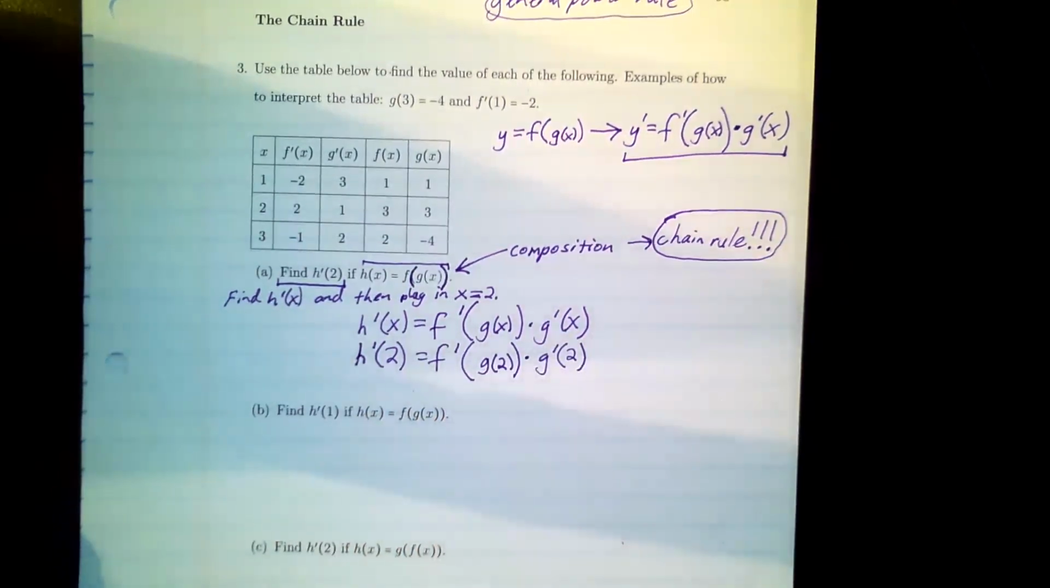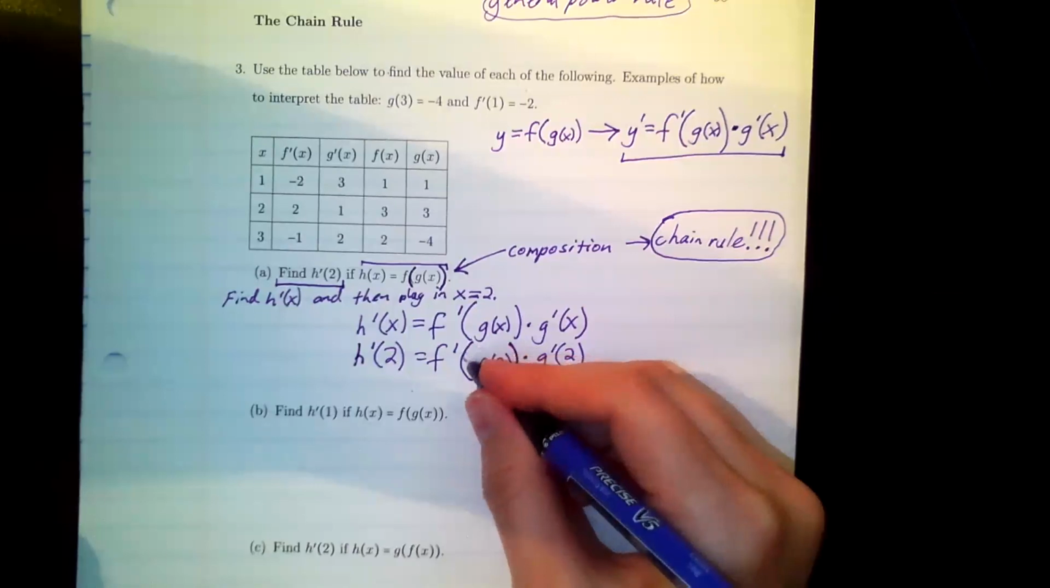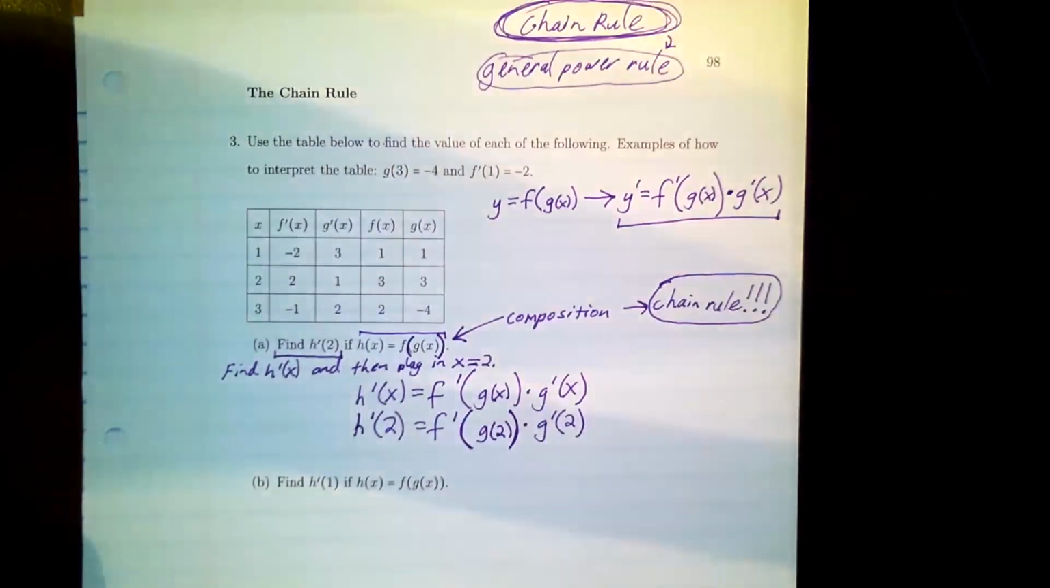And this is where the table comes in, because I actually can get myself out of this hole and find a value for h prime of 2, even if I don't know what f and g are. So let's take a look at this table. How am I supposed to interpret it?